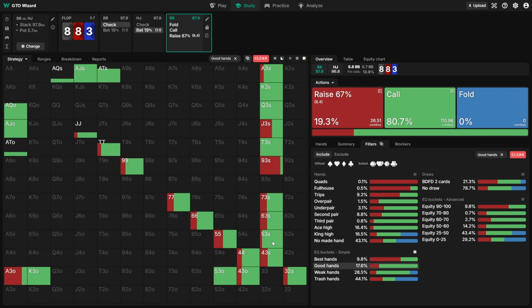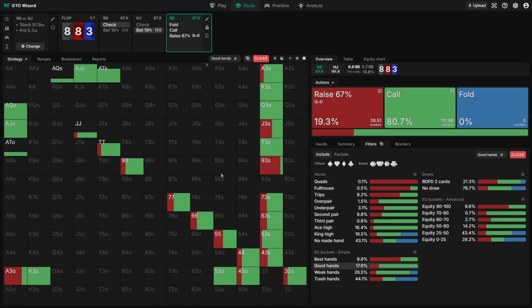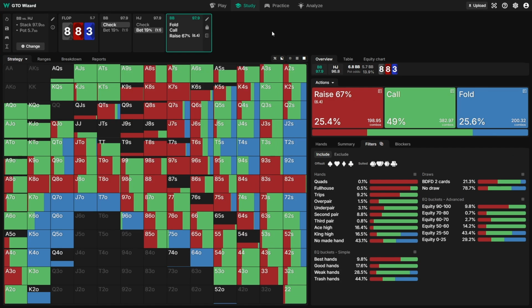We also have the ability to raise for value and denial, even with some 3x, as you can see here, and a lot of our medium strong overpairs, which have the ability to get called by worse and get a bit of equity denial. So once again, we have the ability to raise fairly often, considering that it's a paired board and our opponent has a lot of weak hands.